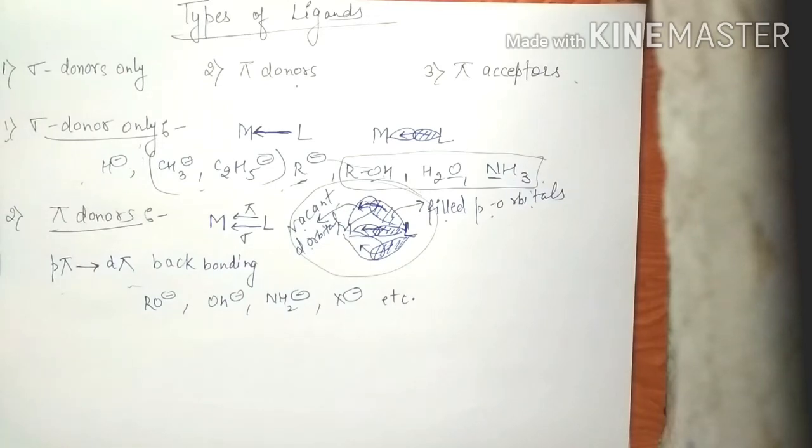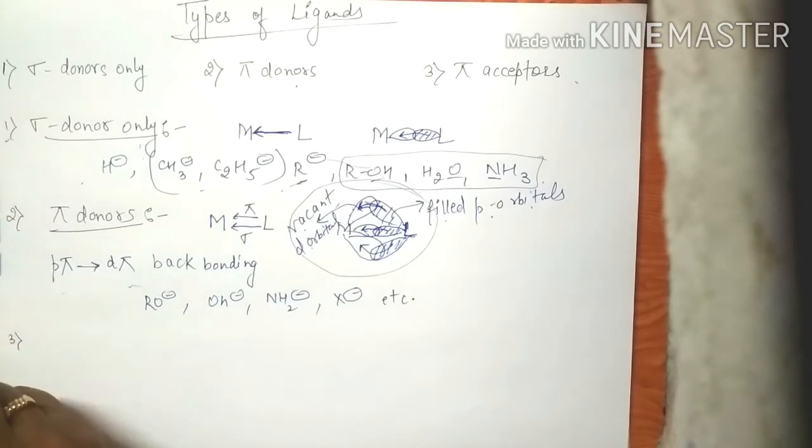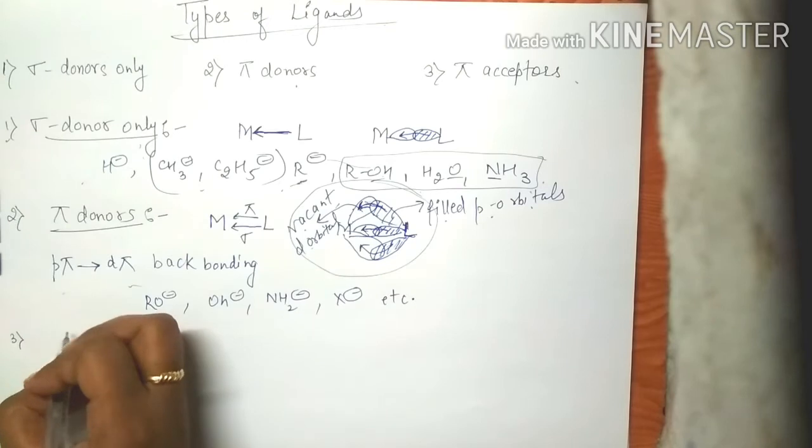So in the previous video of coordination chemistry, we were discussing the ligands, the types of ligands, and we discussed the sigma donors and the pi donors. So there was one category that was left, which was pi acceptor ligands. So we are going to discuss that.